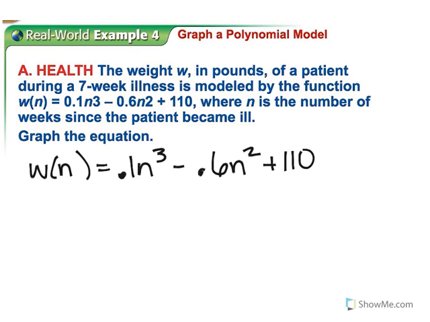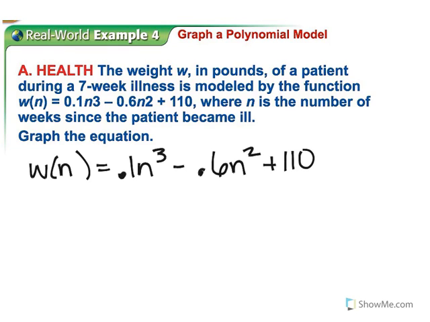Alright, for our last example, this is the weight W in pounds of a patient during a 7-week illness as modeled by the function W of n. Oh, just kidding. You're going to have more noises in this video. So we have our function here where n is the number of weeks since the patient became ill, and we need to graph the equation.